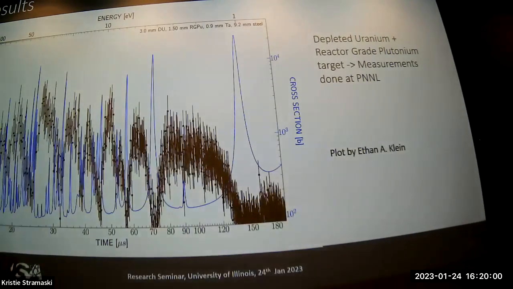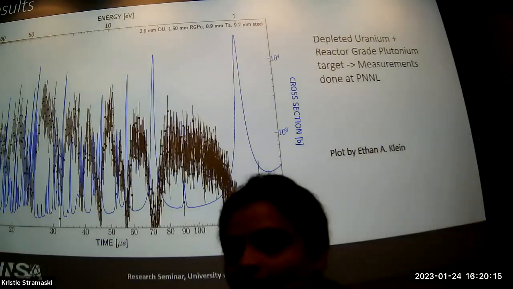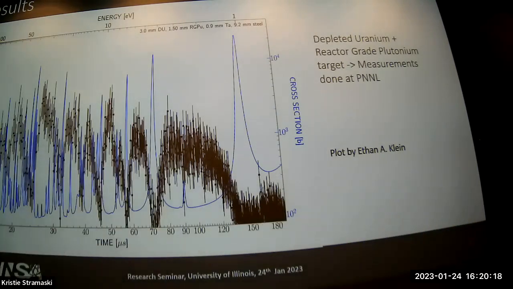So this is a target, which is depleted uranium, reactor-grade plutonium, tantalum, and steel. That is how the target was made. We didn't make it, we just got that target. The main aim was to see if we can identify plutonium or not. And this very first dip that you see, because this is the low energy side, this is the 1 eV side.